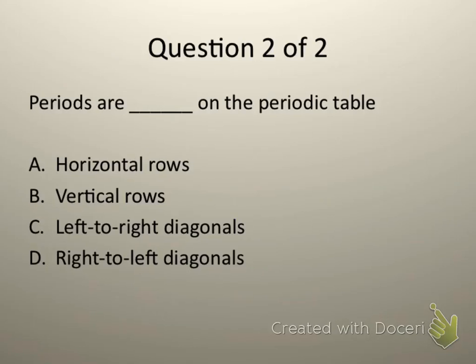Question number 2. Periods are blank on the periodic table. Are they rows, horizontal or vertical, diagonals? What is a period? Taylor, what do you think? Period is horizontal rows. What do we call the vertical rows? Groups. And those are the ones that are all similar.